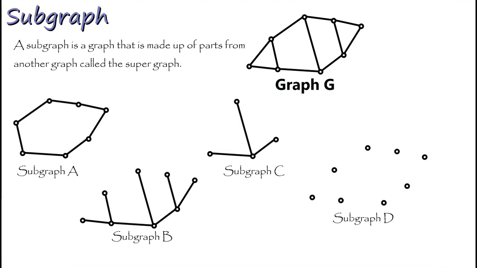We'll start with some vocabulary. Our first term is subgraph. A subgraph is a graph that is made up of parts from another graph called the supergraph or the parent graph. Subgraphs cannot have parts not in the parent graph.